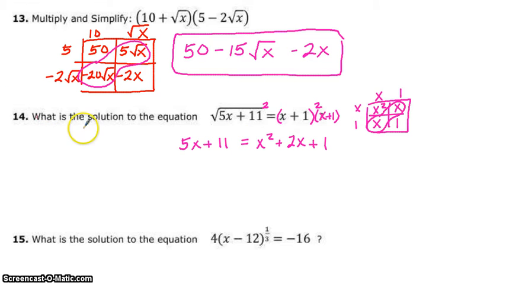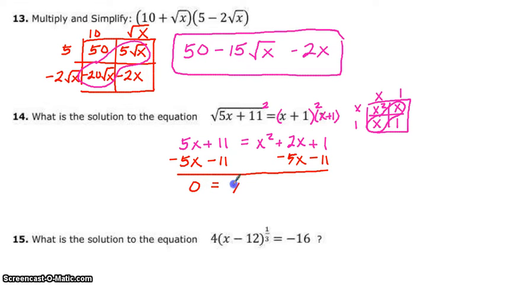All right, since this is a quadratic equation with an x squared, we need to set it equal to 0. So I'm going to subtract 5x and subtract 11 from both sides. 0 equals x squared minus 3x minus 10. Okay, most quadratic equations can be factored. So let's see if we can do this.